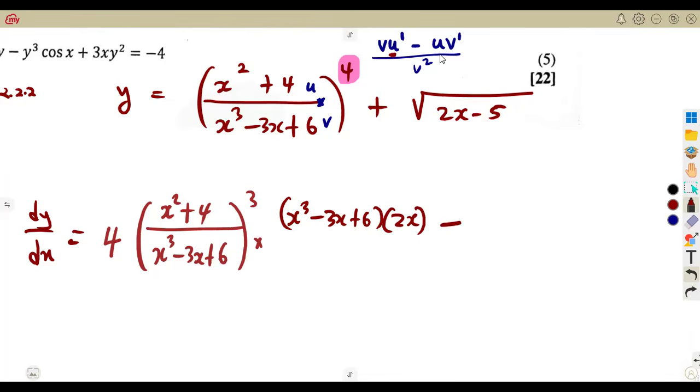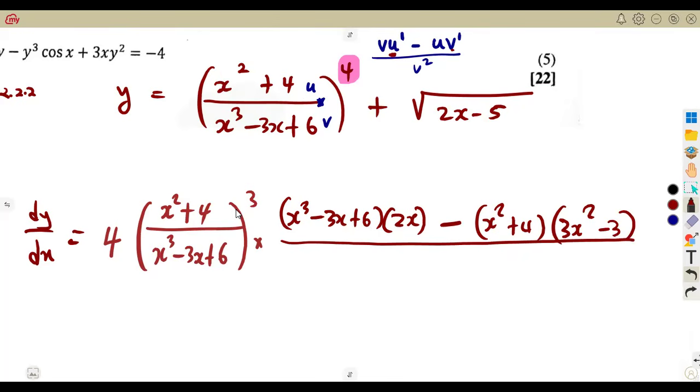Minus, we move on to this. That's u as it is. This time I'm going to take our u as it is. That is x squared plus 4 times the derivative of v, the denominator, this one. So if you differentiate, this is going to give us 3x squared minus 3. Okay, that's a minus 3 there. 6, that's a 0, remember? Everything that you have there is over v squared. This is our v, but being squared. So that's x cubed minus 3x plus 6 raised to the exponent of 2.